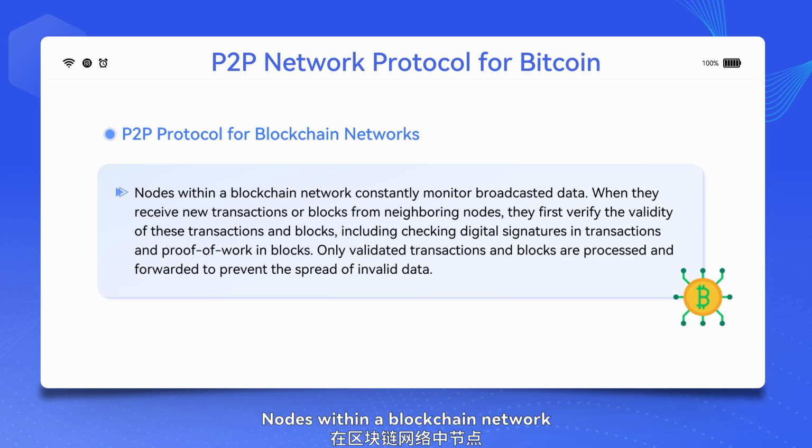Nodes within a blockchain network constantly monitor broadcasted data. When they receive new transactions or blocks from neighboring nodes, they first verify the validity of these transactions and blocks, including checking digital signatures in transactions and proof of work in blocks. Only validated transactions and blocks are processed and forwarded to prevent the spread of invalid data.